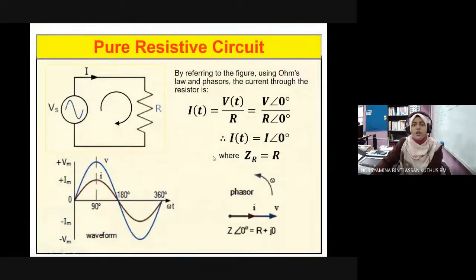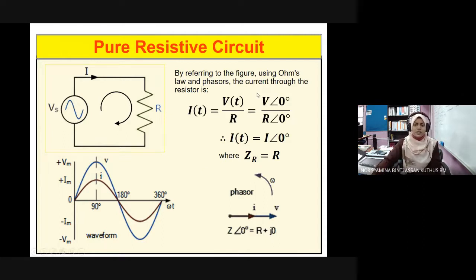Alright, so pure resistive circuit. Apa maksud pure resistive circuit? Dia hanya ada resistor sahaja and the whole circuit is purely controlled by the limitation ataupun the resistance from the resistor. Itu maksud pure resistive circuit. Kalau dia kata pure capacitive circuit, bermaksud dia hanya ada capacitor lah. Dan inductance pun sama juga.